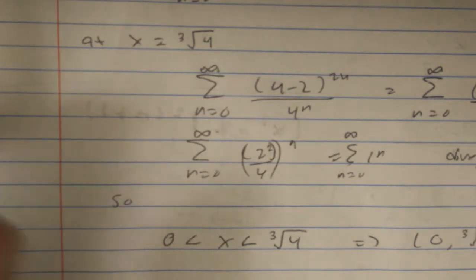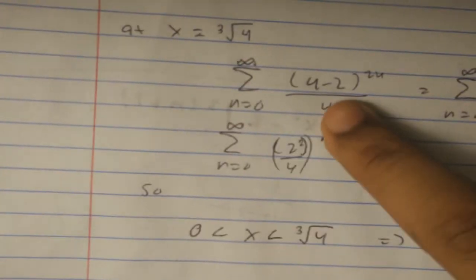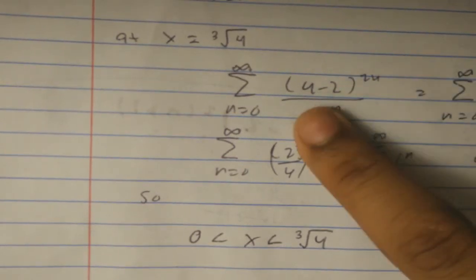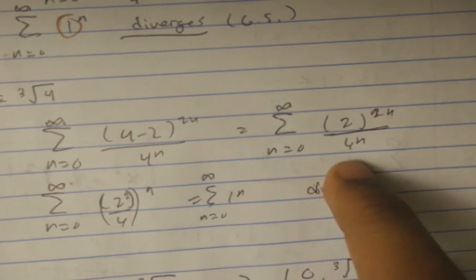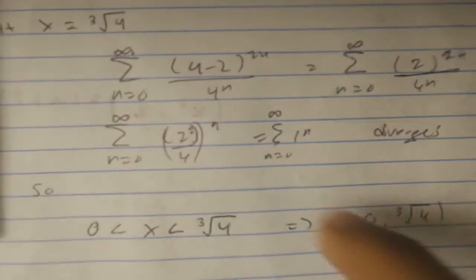And then we put in the other endpoint, at x equals the cube root of 4. And you get the 4, it just becomes a 4 because it's x cubed minus 2. So it's 4 minus 2 to the 2n. And this again becomes 2 times 2 to the n over 4 to the n. Do the algebra. You get 1 over n, and that diverges.